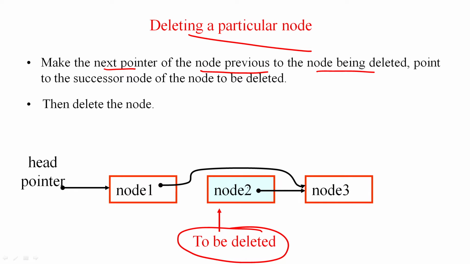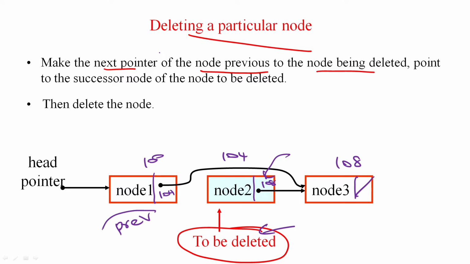So here, suppose it is having 100, 104, 108. 104 is available here, 108 is available here. This is the previous node, and this is the node going to be deleted. So the address of the node to be deleted will be assigned to the previous node's next pointer.